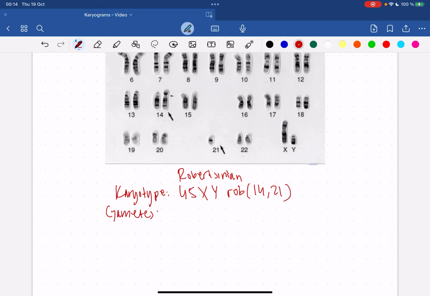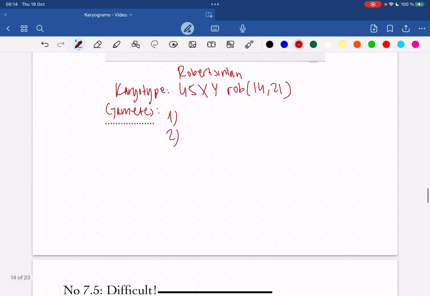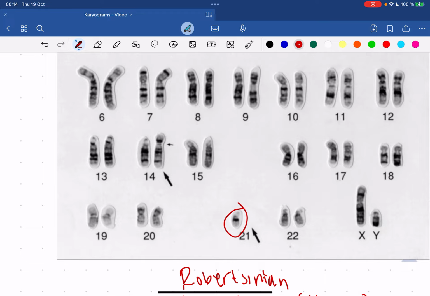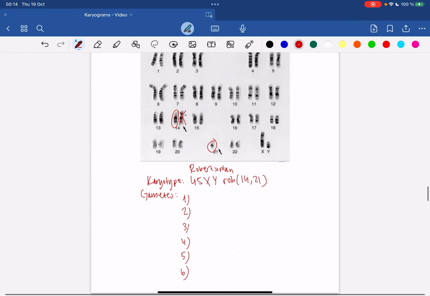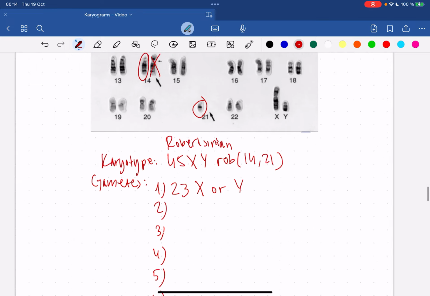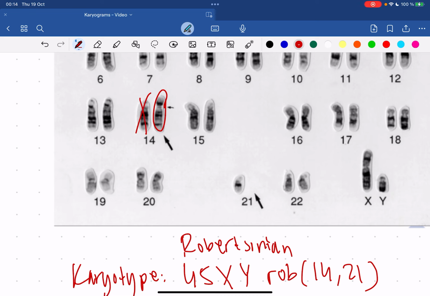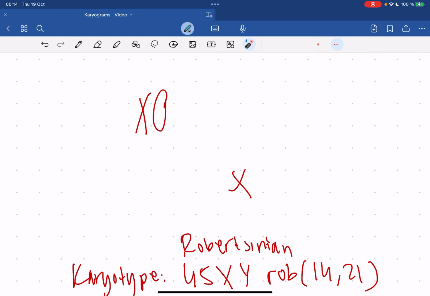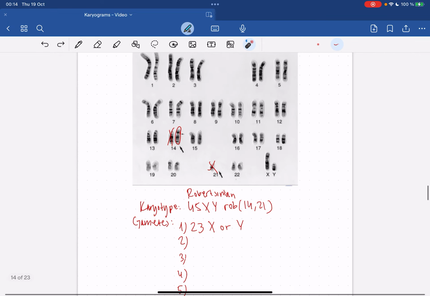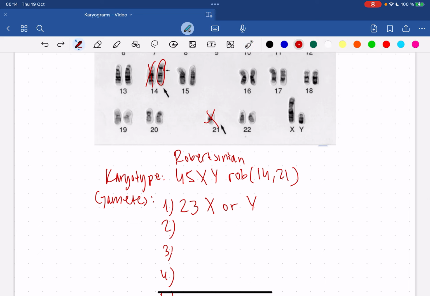Now the gametes would be again 6 in total. 2, 3, 4, 5, 6. And remember, we can pick the normal ones, so this one and ignore that one totally. And that would be 23X or Y, because we have a Y chromosome as well. However, we can also do the opposite, in which we just take this one and ignore this one and this one. And because this big behemoth represents both 21 as well as 14, this will be enough for this karyotype. So it would be 22 because we don't have a chromosome here. And then X or Y, and then we have to write the Robertsonian 14, 21 to represent the behemoth right here.